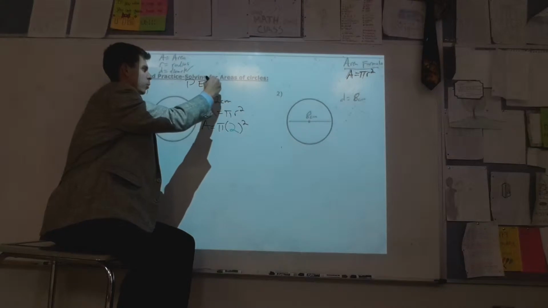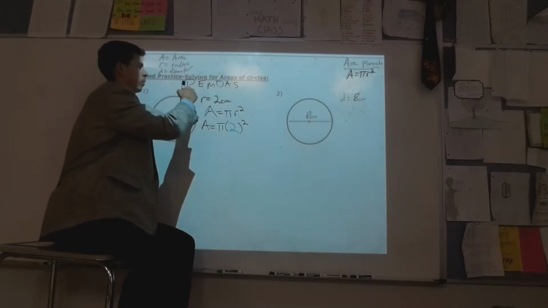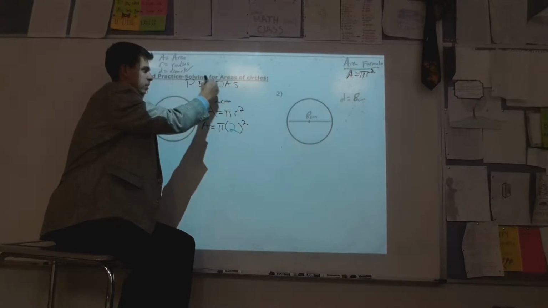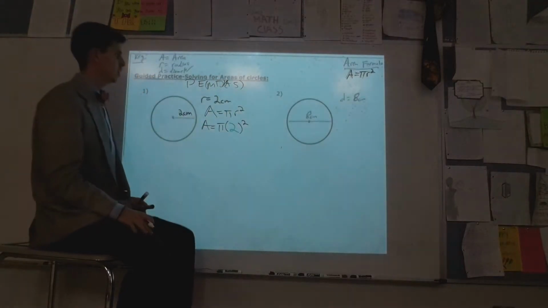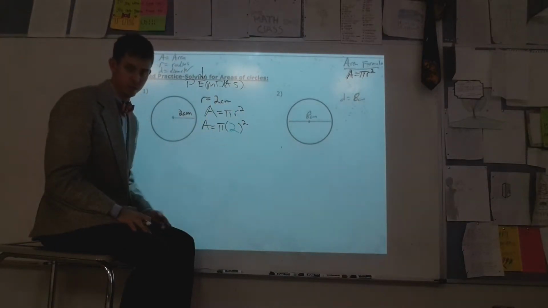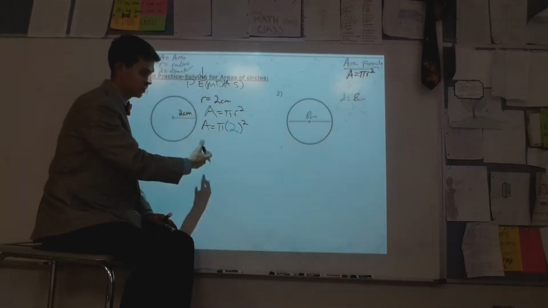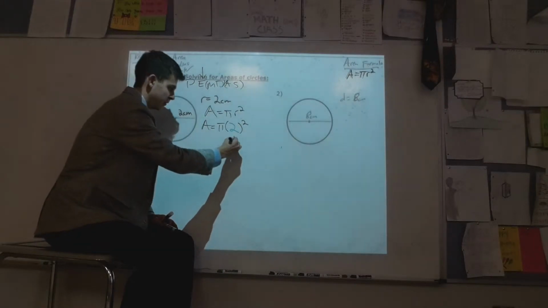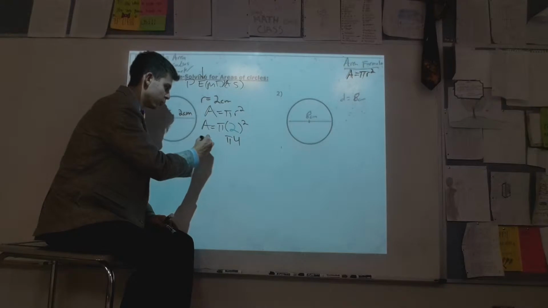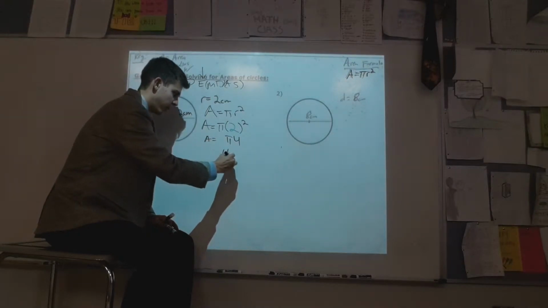PEMDAS, quick review: parentheses, exponents, multiplication, division, and then addition and subtraction. So we're going to do the exponents first, and then we'll do the multiplication. That's right here. So 2 squared, which is the same thing as 2 times 2, is going to be 4, and pi. So it's pi times 4. I'm going to just rewrite this as 4 pi.